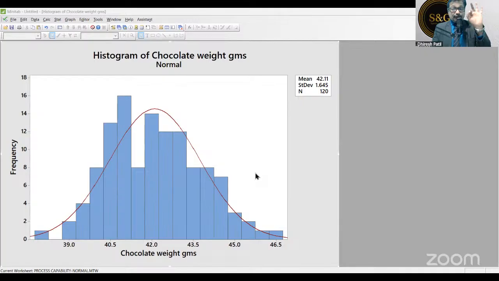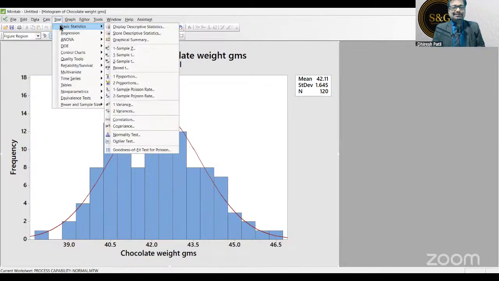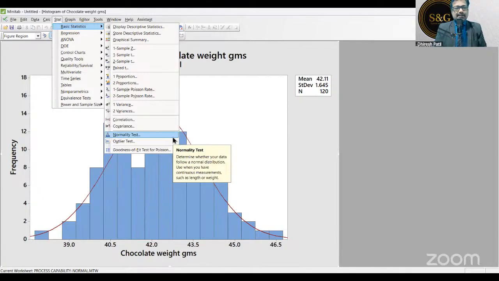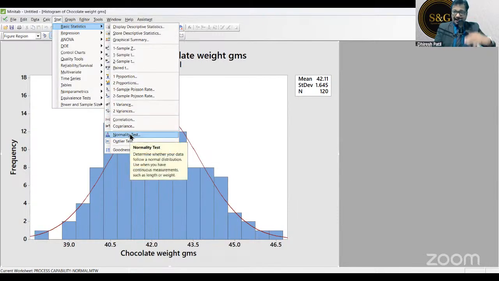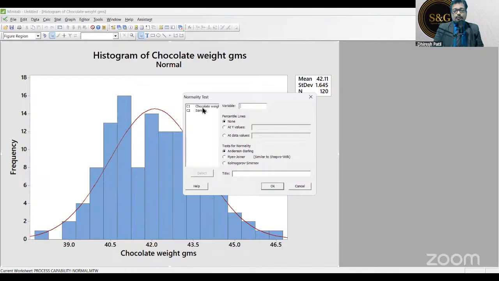So now how do we confirm whether it is normally distributed? With the help of a normality test. Very good. So how do we do a normality test? Go to Stat, Basic Statistics, Normality Test. Whether the data is really normally distributed or not, there is a statistical confirmation test called the Anderson-Darling normality test. The third from the bottom is Normality. Just click on that. In the variable option, double click on chocolate weight and just click on OK.